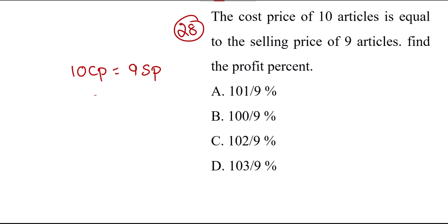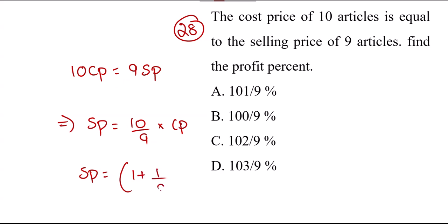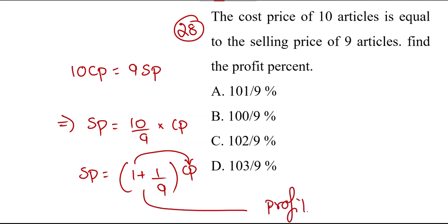Profit is for sure. Now this question is very simple. Selling price is 10 by 9 of cost price, and you want the percentage. 10 by 9 can be written as 1 plus 1 by 9. SP equal to 1 into CP means no profit, no loss. Because of the plus, you will get profit. Profit is 1 by 9 in fraction. Percentage means you have to multiply with 100. So 100% divided by 9, option B is correct.